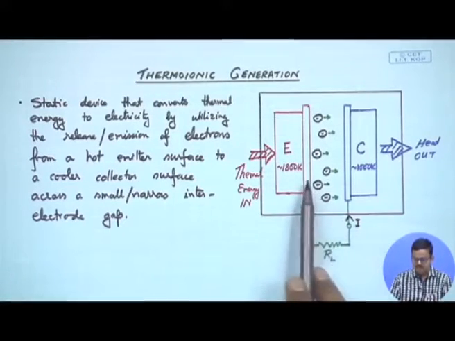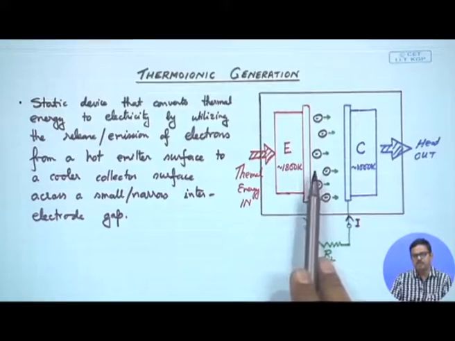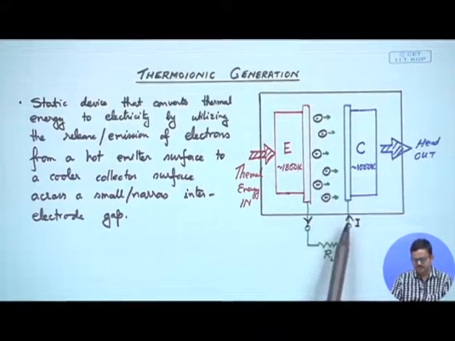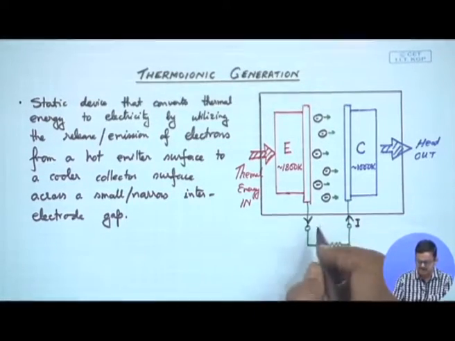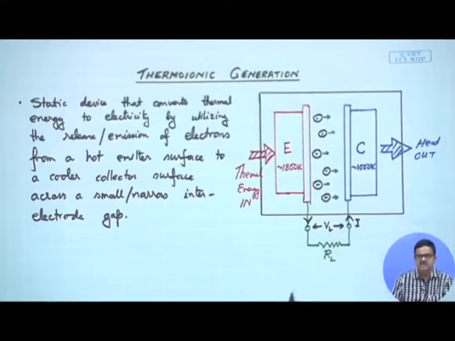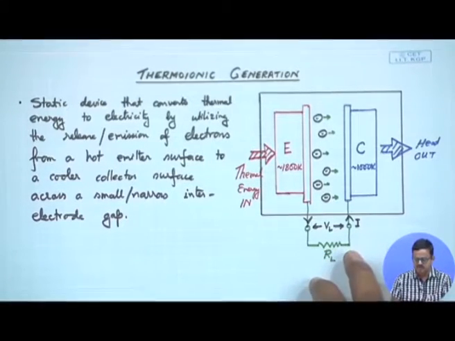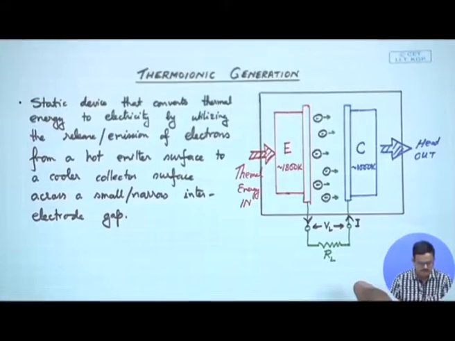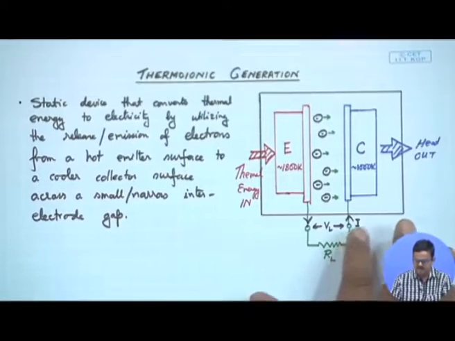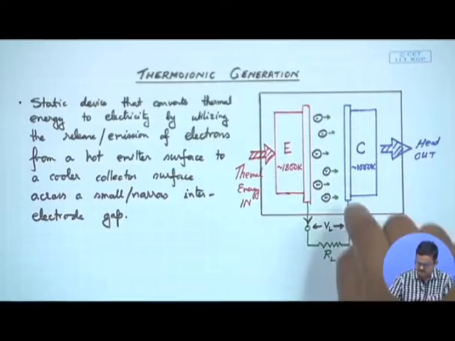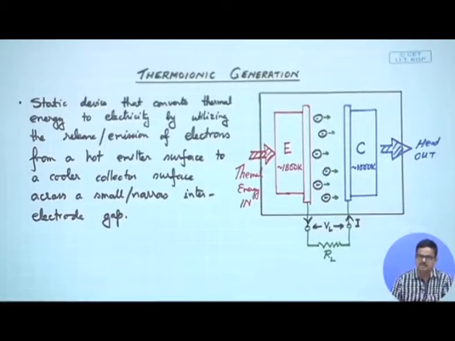So, why? Because as there is a movement of electrons from the emitter to the collector, a potential difference is created across this. Okay. So, you will be able to measure a voltage across, and if I connect a load across the emitter and collector, we will be able to see a flow of current externally from the emitter to the collector surface.